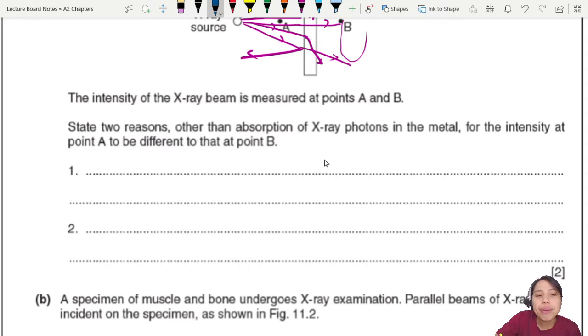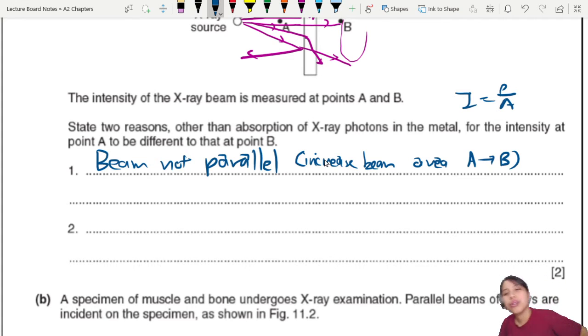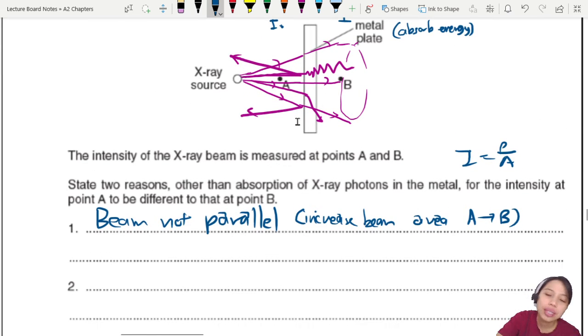So your beam is not as parallel as it should be. So there's some kind of increase in area. Here you can say increase in beam area as you travel from A to B. This one is not in the mark scheme, just giving you an extra heads up. And don't forget, intensity is power per unit area. Area changing, your intensity also changes. It's changing because the beam is spreading out, not because it's getting absorbed by this metal plate. Because it's spreading out. That's not good.